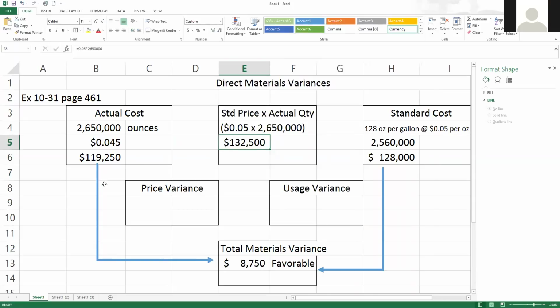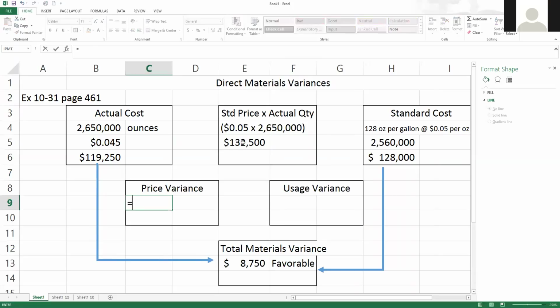That'll help us determine the price. Our price variance compares this and this. The price we actually spent and the price the standard says. And that's $13,250 that we saved because we were able to pay the lower price. So that's favorable, which you knew already. You knew we were in a favorable situation when it came to price. Now let's look at usage.